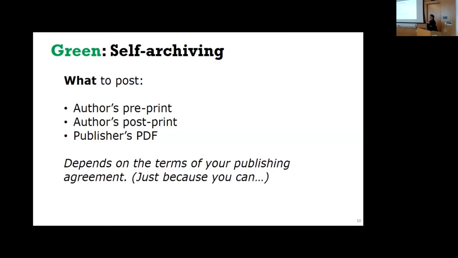The next best case is that you could post what's called the postprint, and that is the last best version of your manuscript after peer review, after you've made changes in response to peer review, and before the publisher applies their formatting and does their copy editing. So it's kind of the last best draft. That's the postprint. If you're not allowed to post that, you might still be allowed to post the preprint, which is your last best draft before peer review. What you can do, again, depends on the terms of your publishing agreement.